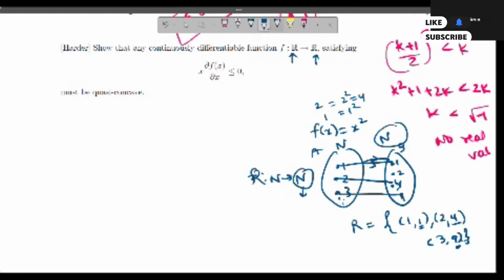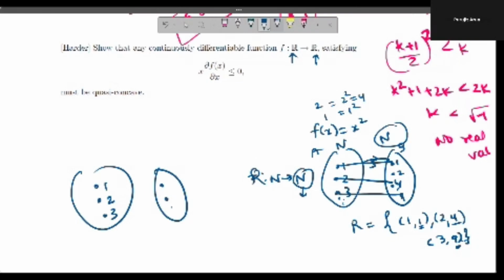Ma'am, I'm not able to understand what we mean here when the function moves from N to N. Okay, I have 1, 2, 3 here, and I have again 1, 2, 3.